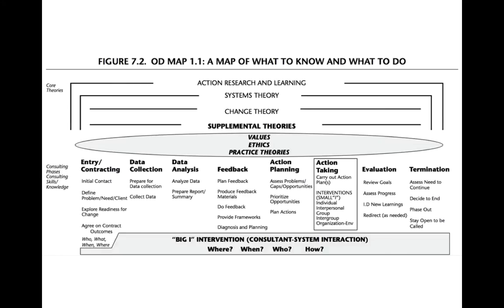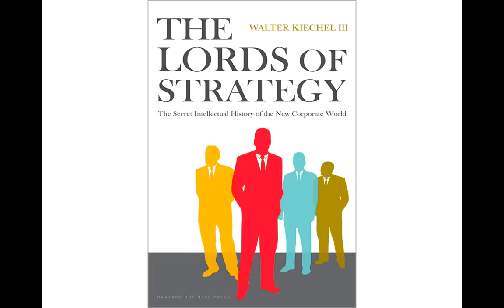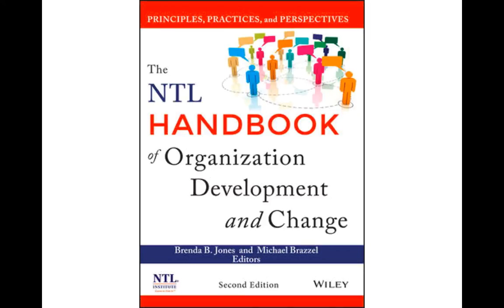And so we'll look at the OD map that the OD Network suggests. We'll go over that. I'll talk to you a little bit about the different kinds of consulting, and a wonderful book, The Lords of Strategy, talks about Boston Consulting Group and Bain Consulting and all of the ways they are coming around to the importance of involving more dialogic and participatory forms. We'll look at the NTL Handbook of Organization Development and Change.